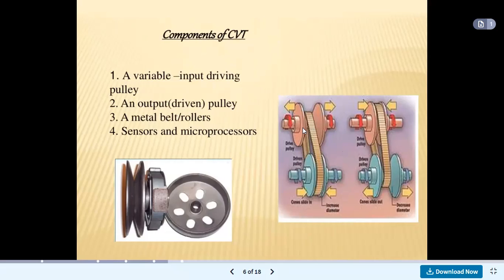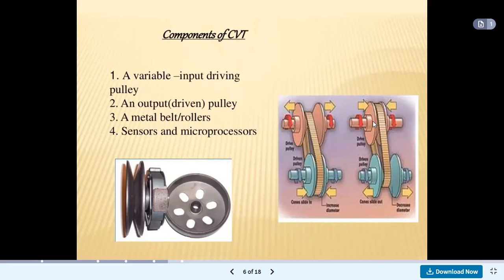So when this orange color pulley moves outward, this green color pulley moves inward. In this way, the diameter gets adjusted, and in this case, the diameter of this orange color pulley is less than the diameter of this green color pulley. In this way, if this is the input shaft and this is the output shaft, then from the small diameter towards the greater diameter, the speed is limited or the speed decreases.